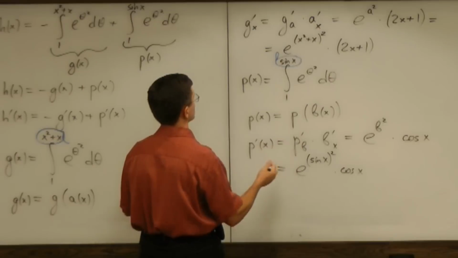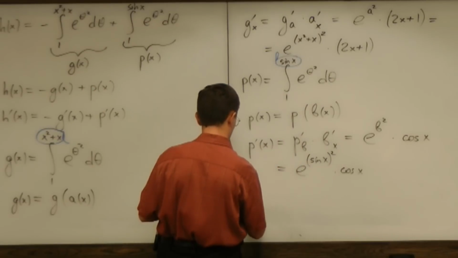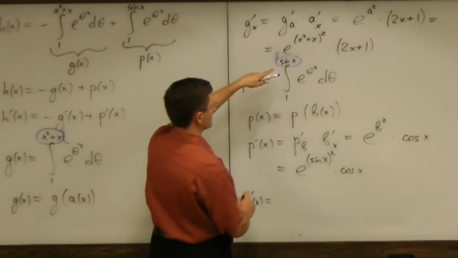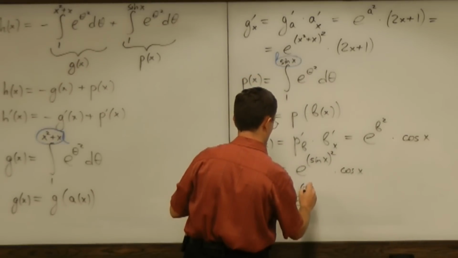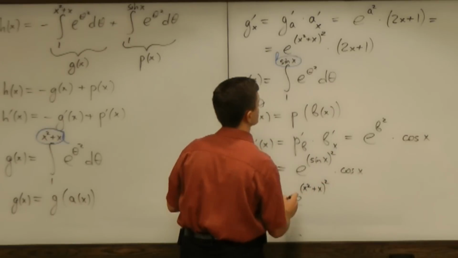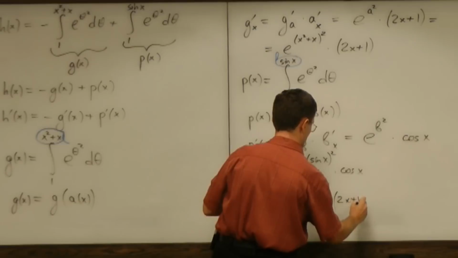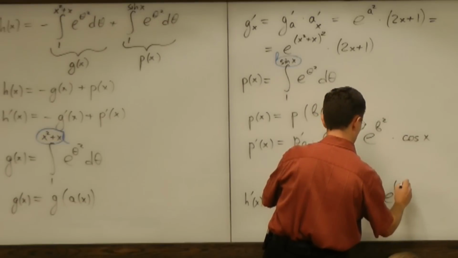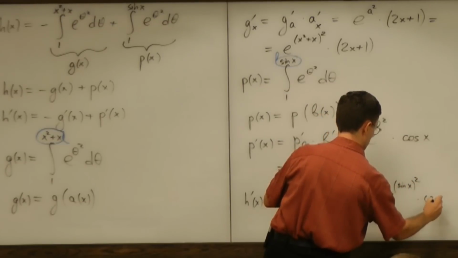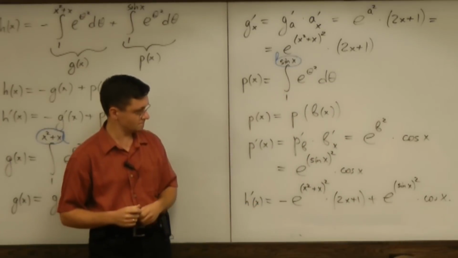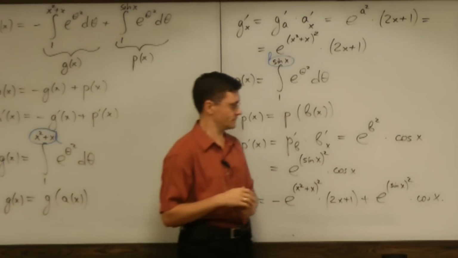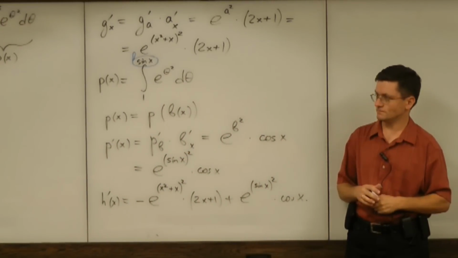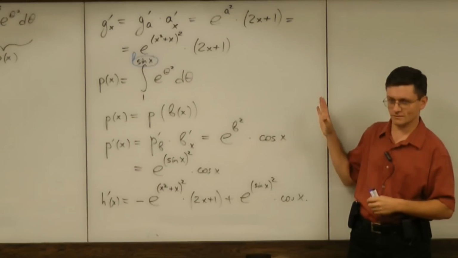And now I need to put everything together to get h prime. The derivative of h is negative the derivative of g, minus e to the power (x squared plus x) squared times 2x plus 1, plus the derivative of p. Any questions?